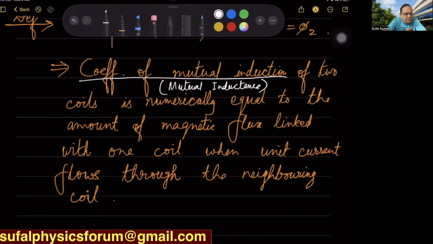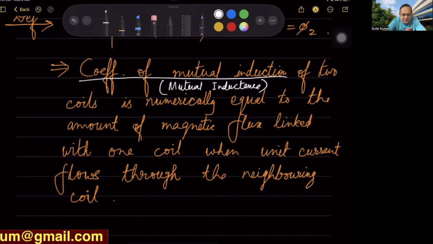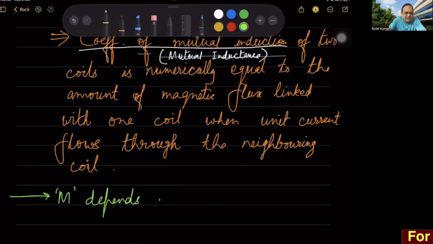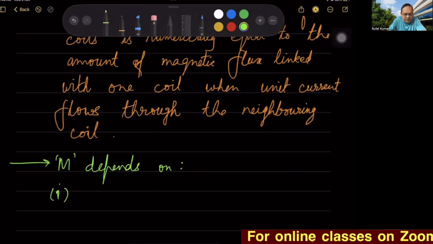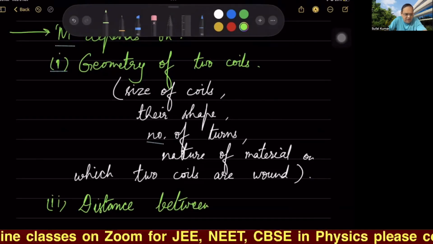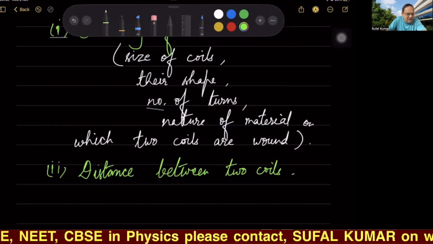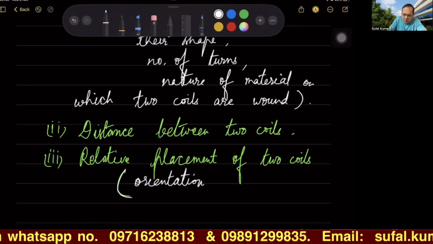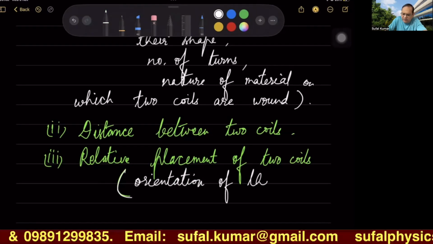And the last point under this topic of mutual induction: mutual inductance depends upon factors affecting capital M. Number 1, geometry of the two coils. Number 2, distance between the two coils. And number 3, relative placement or orientation of the two coils.